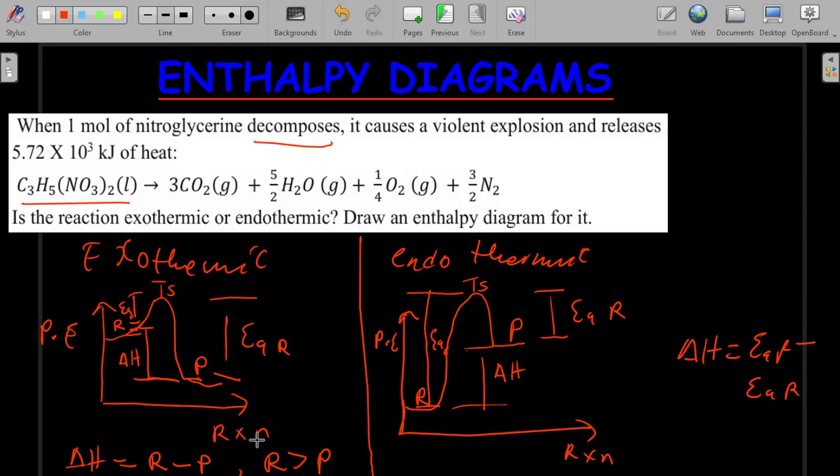And for this one here, we have the reactants which have greater energy compared to the products, but here we have the products which have greater energy compared to the reactants. That's what we have there. We can also have the change in enthalpy for this one, which will be given by the products minus the reactants. So the energy of the products minus the reactants will give us the enthalpy change there. So that's what we have.